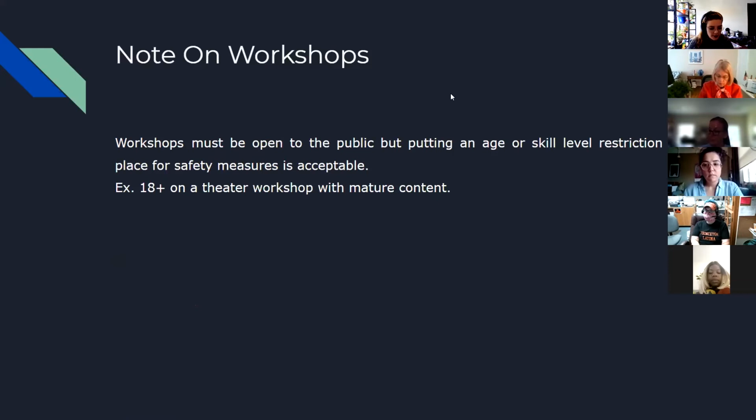A note on workshops that sometimes comes up: if you're doing a workshop, for example, for a community arts grant, it does have to be open and available to the public. But if you need to put an age or skill restriction in place, that is acceptable. For example, if you have an 18+ theater workshop, you are able to say, no, a 12-year-old cannot attend this theater workshop. There are mature themes we are going to be covering. I don't feel comfortable with you being there. That is allowed. You don't need to worry about things like that.